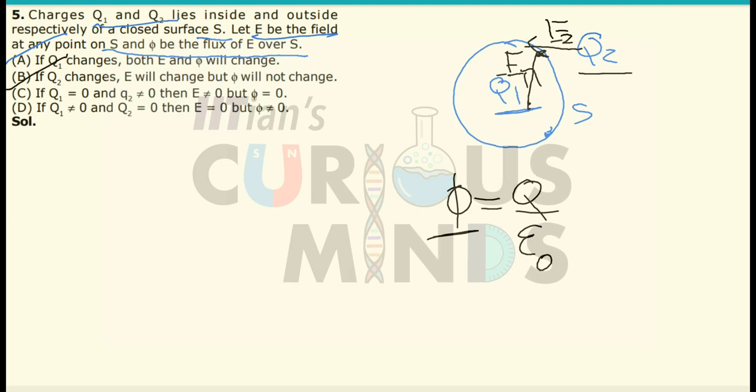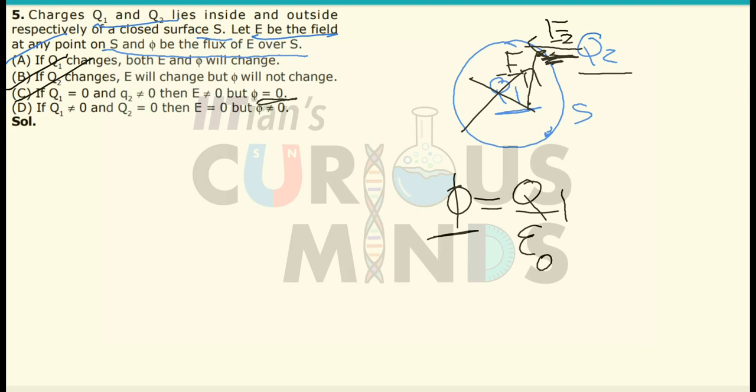If I consider option C, if Q1 is equal to 0 and Q2 is equal to 0, that is, the external and internal charges are 0, then E is not equal to 0 but phi is equal to 0. The phi purely depends on Q1. So if Q1 is equal to 0, phi will be equal to 0, but the electric field intensity will not be equal to 0, because even if Q1 is eliminated, there is the electric field intensity developed due to Q2. So option C is also correct.